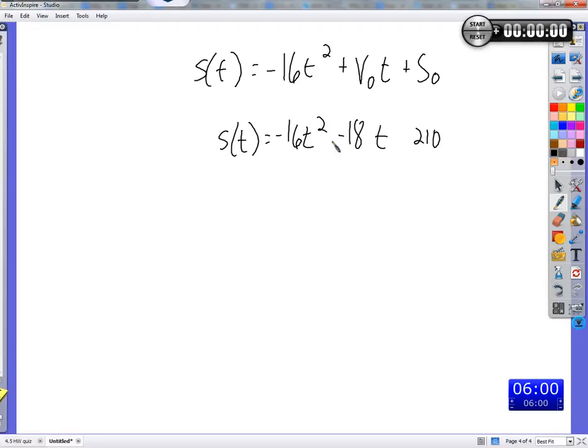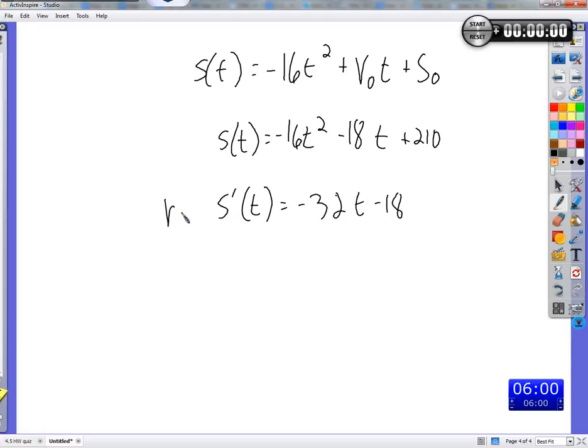What's velocity after 4 seconds? Well, if I give you the position or the distance function, how do I figure out what velocity is? Take the derivative, right? Velocity is the rate of change of distance versus time, and here's the distance function. If we take the derivative, we have the rate of change of distance, which is velocity. Okay, so s prime of t equals negative 32t minus 18. So what's the velocity after 4 seconds? Four into t.